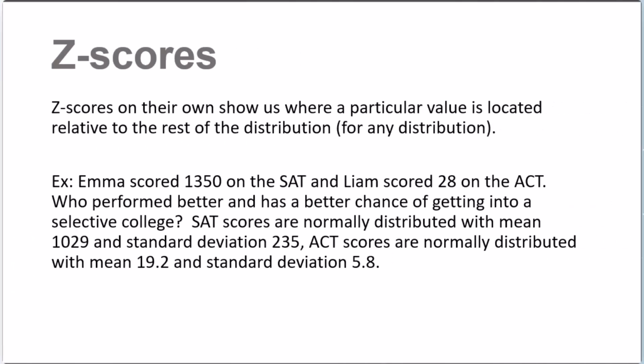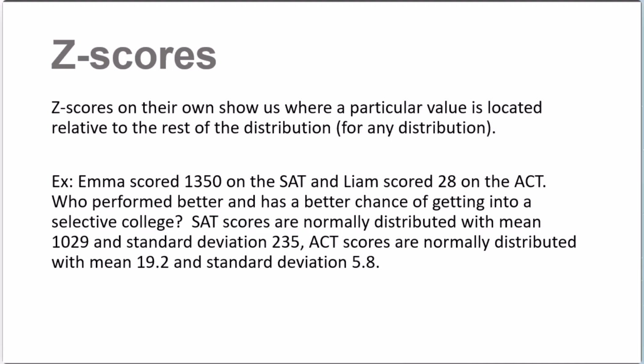The last example showed how we can use z-scores to find the areas underneath the standard normal curve. We can also use z-scores just directly as a way to show where a particular data value falls among a population. So in this example here, I have two different students, Emma and Liam, and Emma scored 1350 on the SAT and Liam scored 28 on the ACT. And I want to know, how can we compare those two values? I can't directly compare SAT and ACT scores because they're from different score ranges.